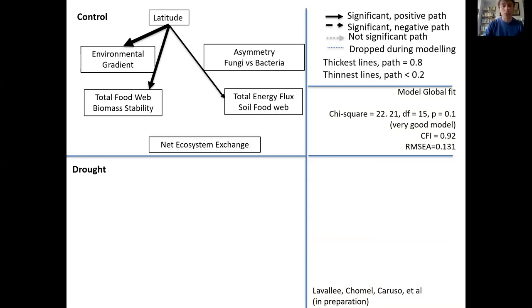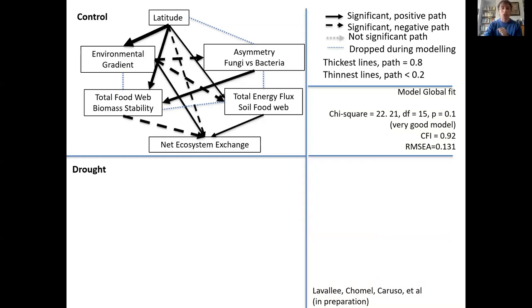And you can see here that a solid black line is a positive correlation, and a dashed line is a negative correlation. And the set of lines that I'm just plotting now are non-significant correlations. And you can see that in the control, you have very strong compensatory dynamics between the energy fluxes and the net ecosystem exchange. That makes sense. The less the energy flowing through the soil food web, the less respiration. And so this will have a positive effect on net ecosystem exchange.